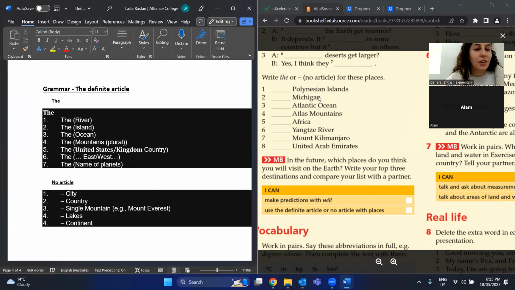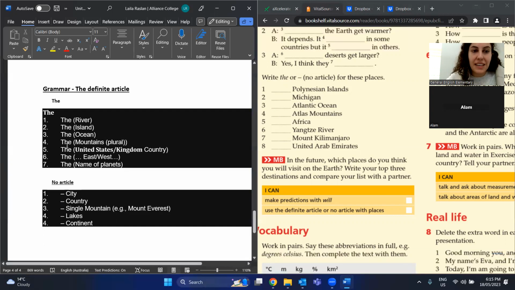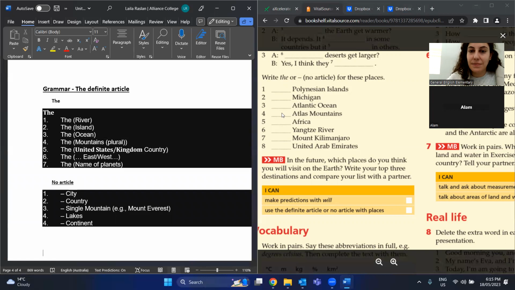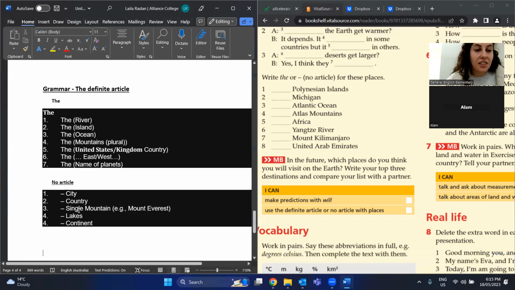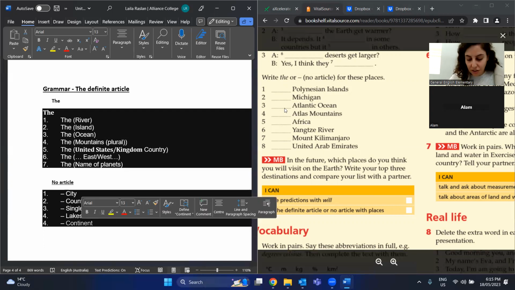Michigan, that's a city? No. I live in Michigan. Atlantic Ocean. Yep. So my country is by the Atlantic Ocean. The Atlas Mountains. Yeah, it's plural, so yes, the Atlas Mountains. Africa. No, it's a continent. So put a dash, no? We just say Africa.